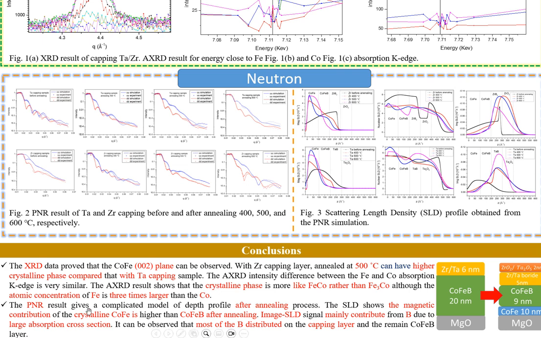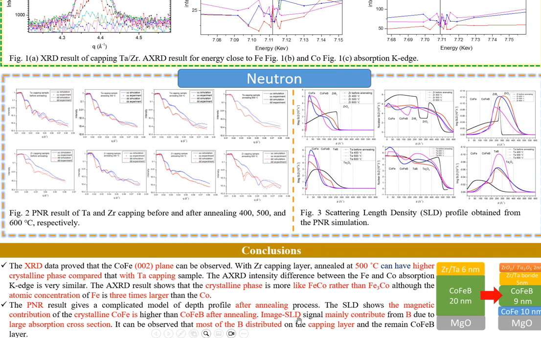And for the neutron result, we give a much more complicated model because we fit the result to know the magnetic moment contribution layer by layer. From the SLD result, the magnetic contribution of the crystalline cobalt-iron is higher than the cobalt-iron-boron after annealing, which means we can see this model after annealing is separated into 2 layers. And from this cobalt-iron layer, you will have a higher magnetic moment.